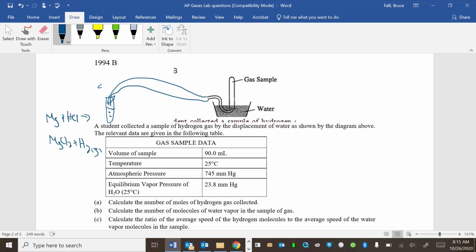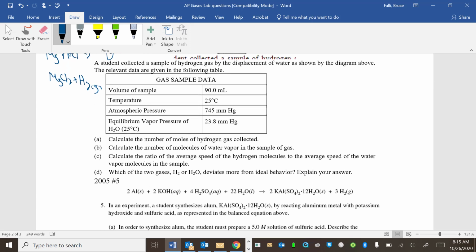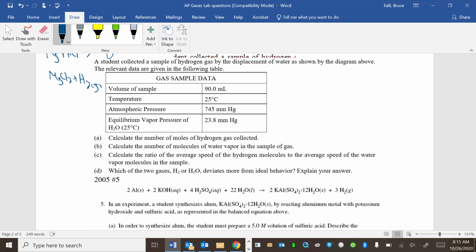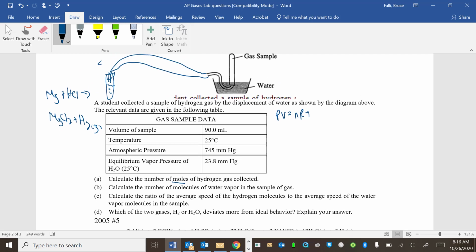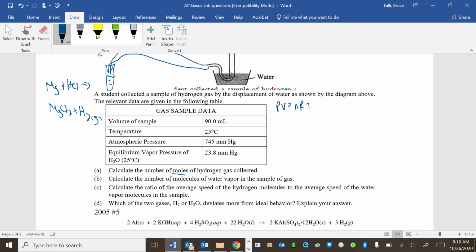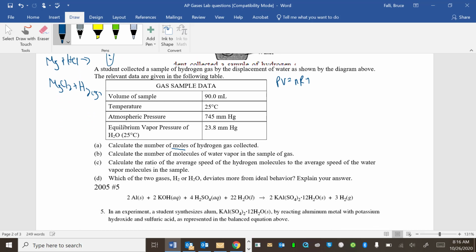Student collects a sample of hydrogen gas by the displacement of water as shown in the diagram above. The relevant data are given in the following table. Calculate the number of moles of hydrogen gas collected. So when I hear moles and I hear gas, I'm thinking, sweet, PV equals nRT. The atmospheric pressure, now let's make sure they equalize the water level. They did. So my pressure is 745 millimeters of mercury.